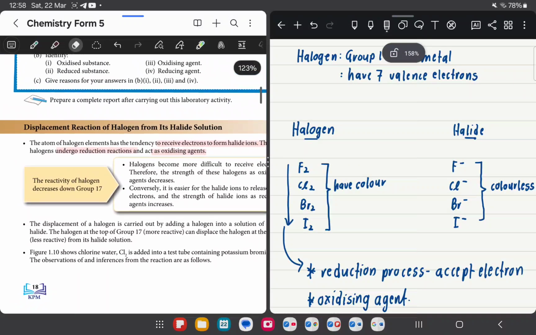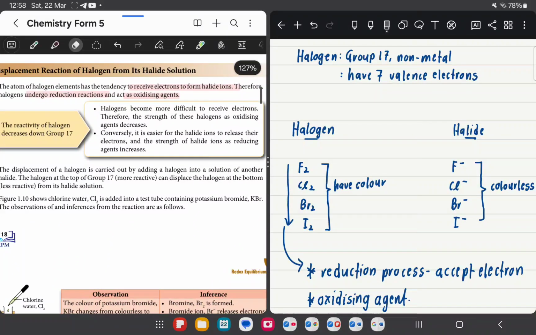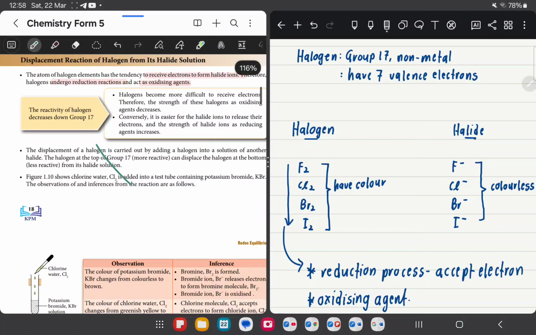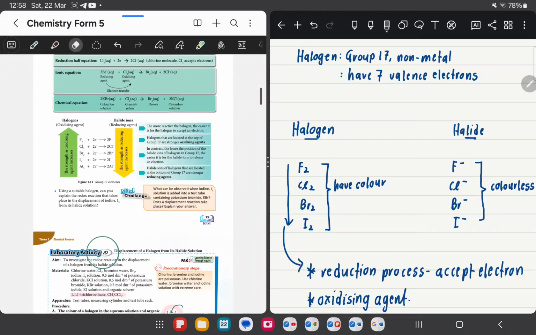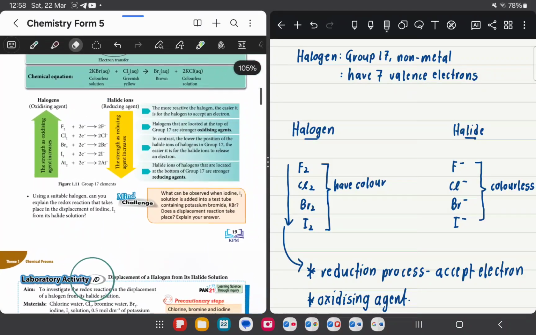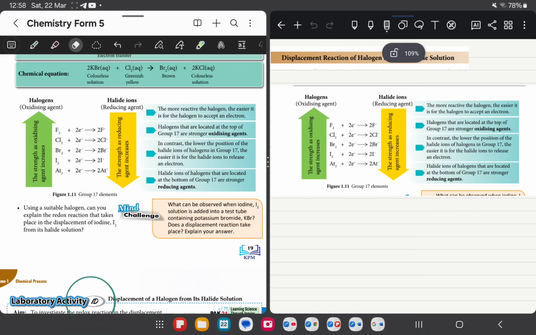Okay, so the displacement of a halogen is carried out by adding a halogen into a solution of another halide. So this one, no need to worry much. I will teach you in the example below. Okay, let's see this example. Don't see the example first, this one. Okay, this page. I already cropped it out for you. Let me close the other tabs.